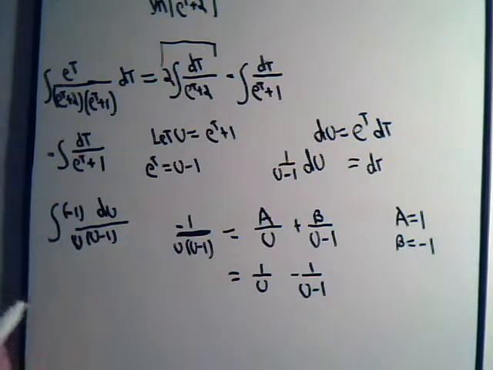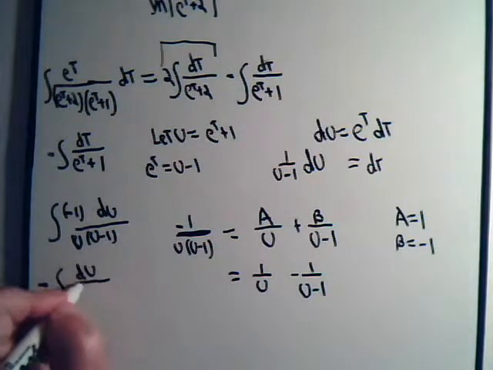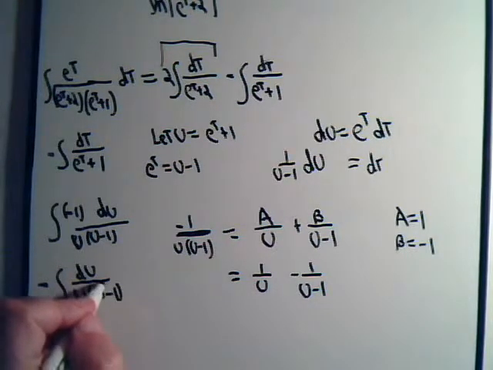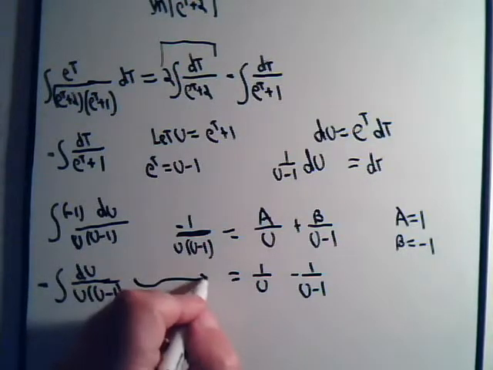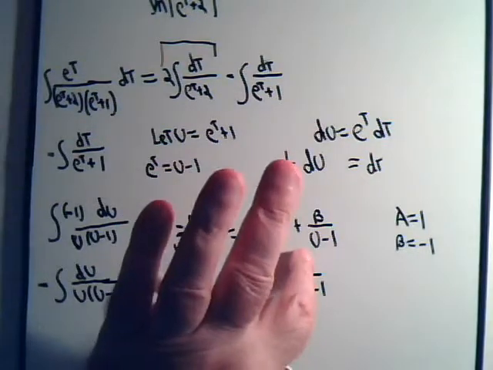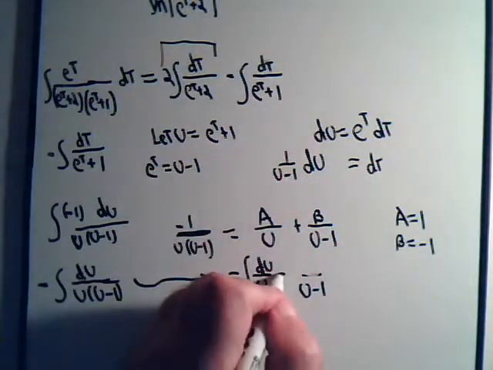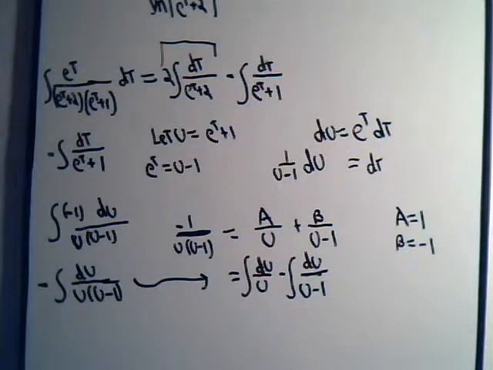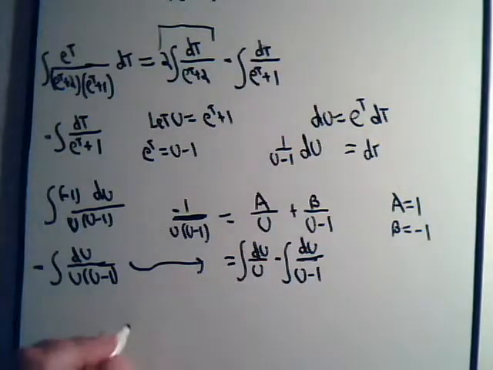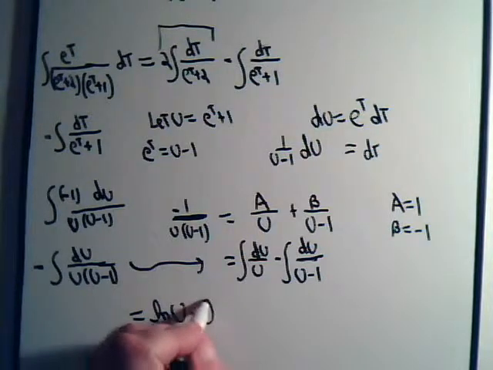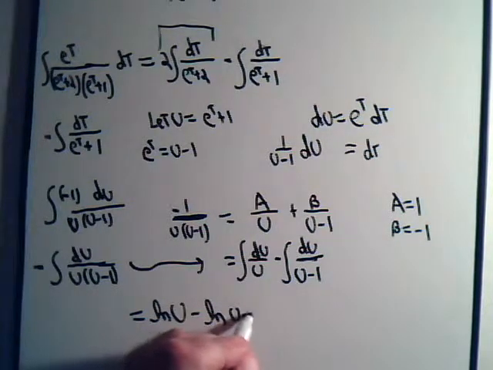So this integral here, minus the integral of du divided by u times u minus 1, that will equal the integral of du minus the integral of du divided by u minus 1. And of course, this is just going to equal the natural log of u minus the natural log of u minus 1.